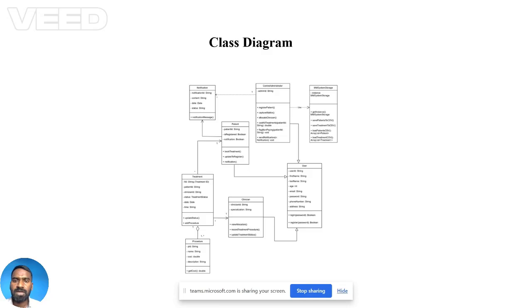Here is our class diagram. To keep the design organized, we created an abstract user class which stores common data like name, phone number, address, email, and password. The subclasses inherit from user: patient, clinician, and administrator. This shows subtype polymorphism because each role behaves differently. We also created classes for treatment, procedure, notification, MMS system storage, and treatment status.